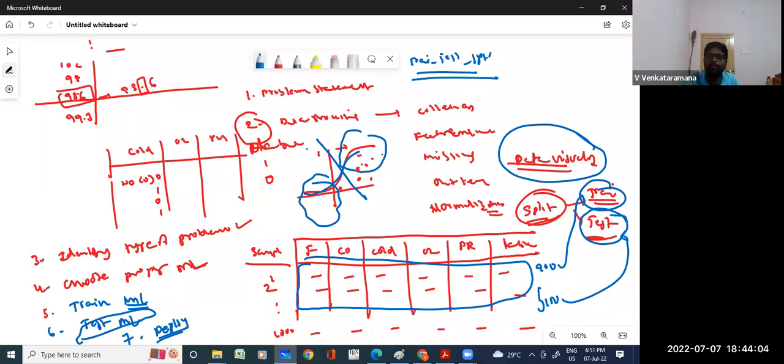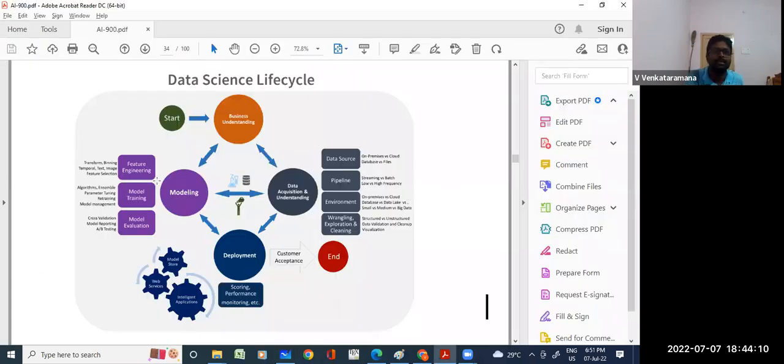So this is all about your data science life cycle. All the things I have listed, I have explained: feature engineering, model training, model evaluation, nothing but the testing, and also data related information, deployment, and business understanding of the problem. All these come under the data science life cycle or machine learning pipeline.